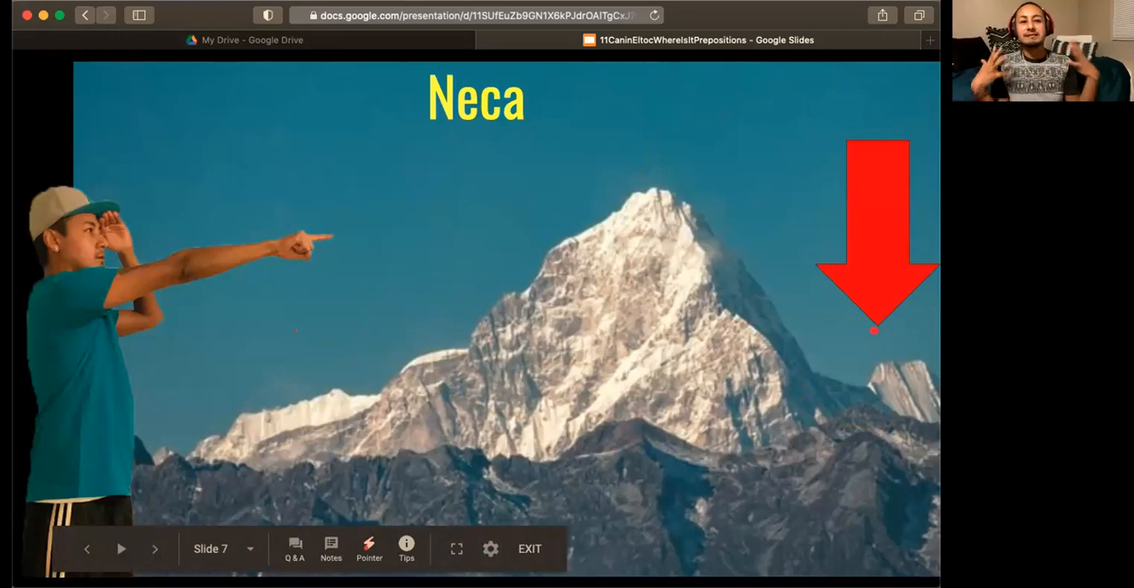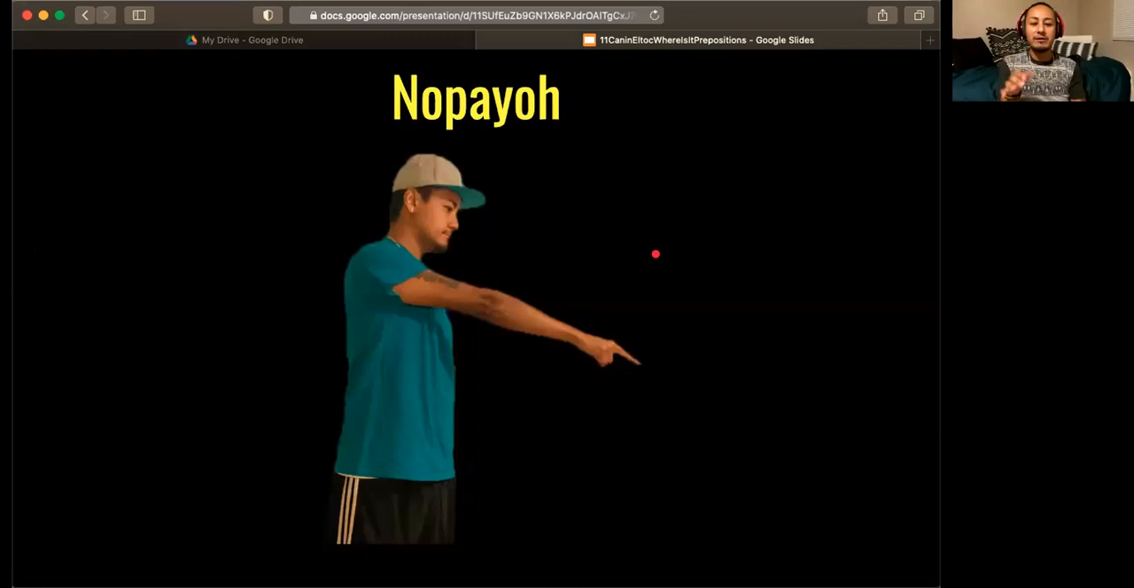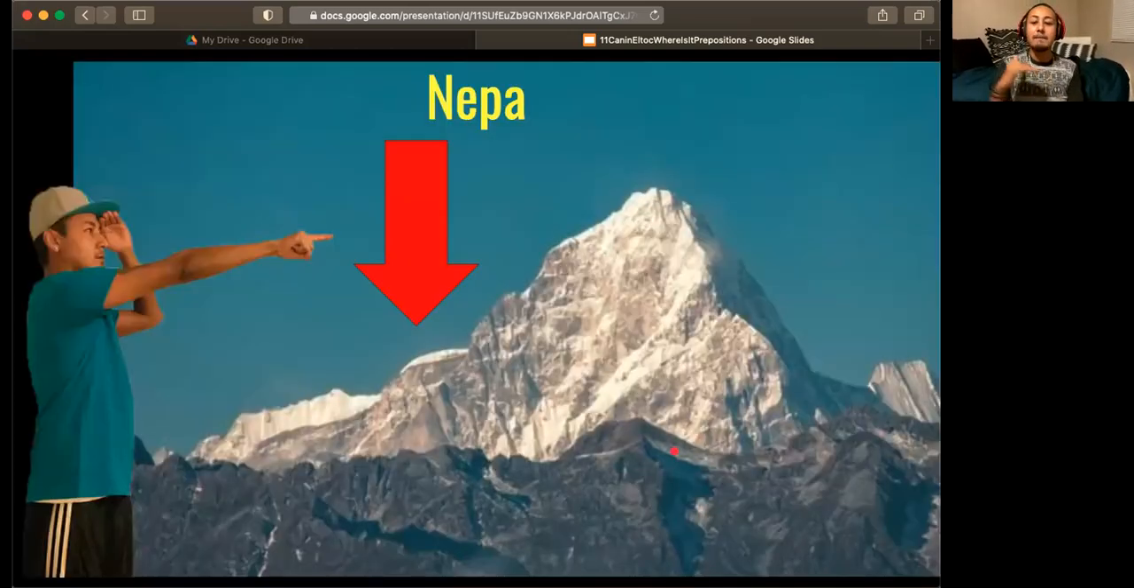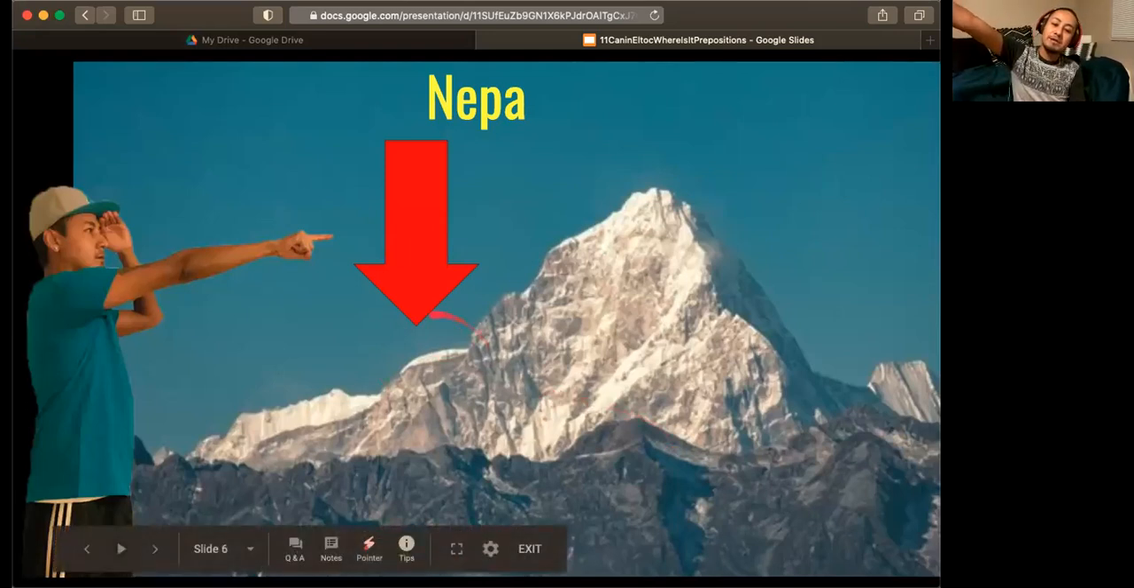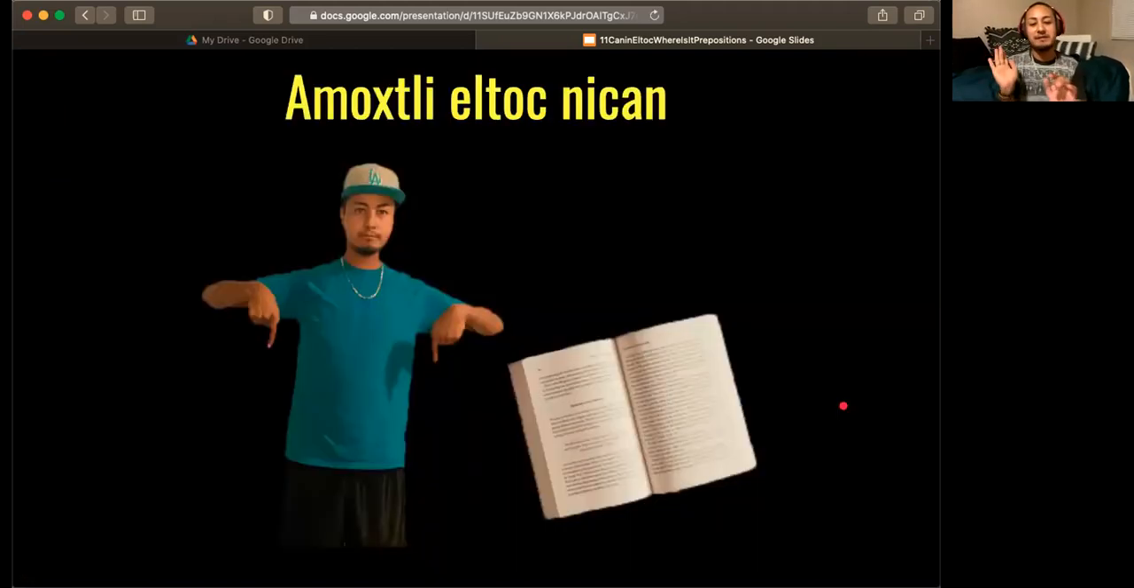What do you all think is the difference between Nepa and Neka? Near and far? Kind of. So Nopayo over here, this is an object that is there, but it's closer to me. But this Nepa is still far away. It's far away. But here I'm pointing, and it's kind of hard to show in a picture. I'm pointing to an object that's here versus with Neka, an object is over here. Maybe it'll make more sense once I put the object, or maybe not.